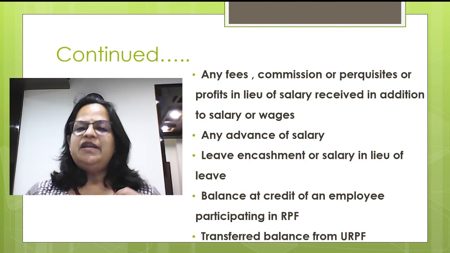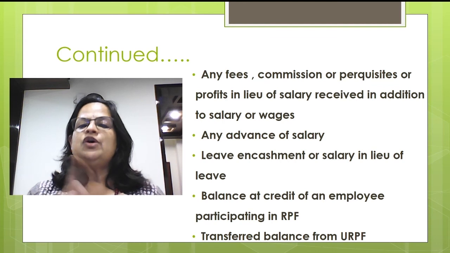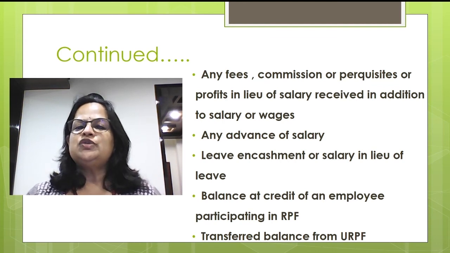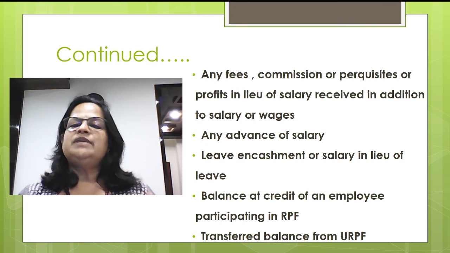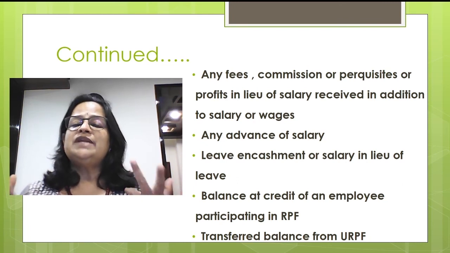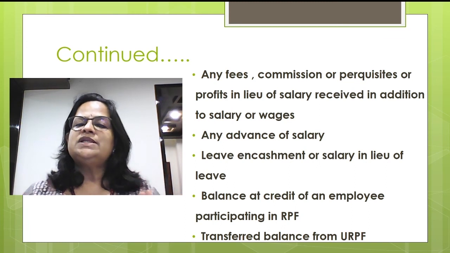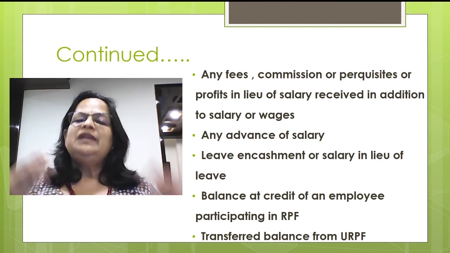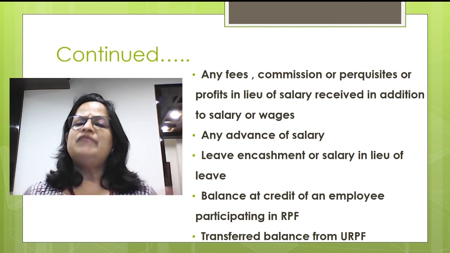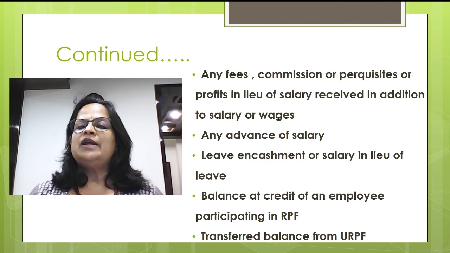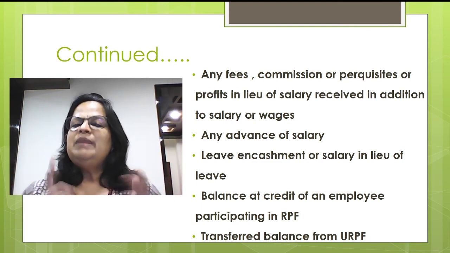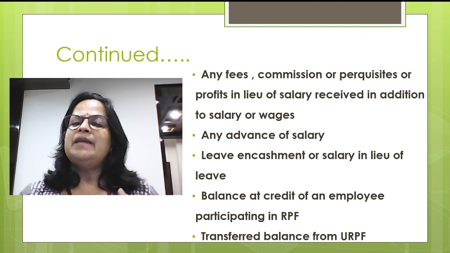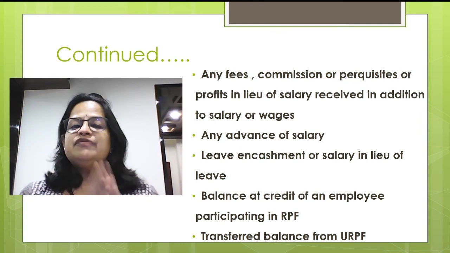Now, next is any fees, commission or perquisites or profit in lieu of salary received in addition to salary or wages. If it's a prime minister or president, you know the presidential bungalow has 340 rooms. The prime minister will get extra security, the office vehicle, fuel, petrol or diesel, police protection, the cook, the gardener, the palatial bungalow, everything. So many attractions will be there along with salary for some key positions, maybe member of parliament, opposition leader, MLAs, MPs, IFS officers, IPS officers. Sometimes they will get extra fees for that.